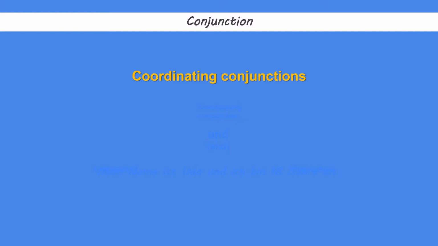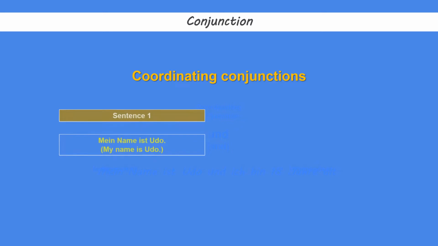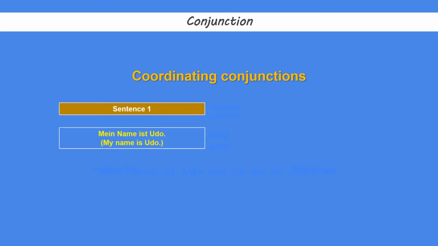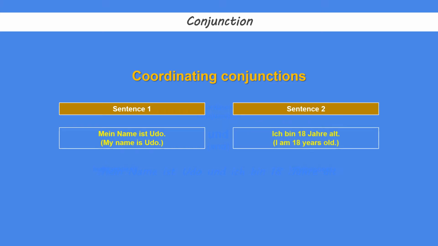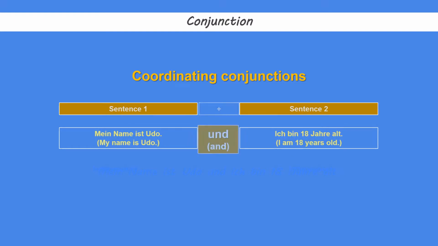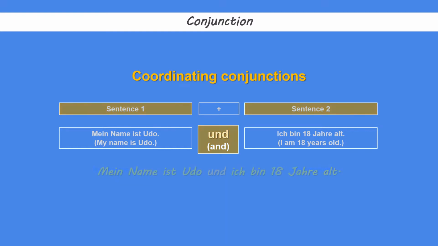Let's see how it works. We have sentence 1: Mein Name ist Udo. and sentence 2: Ich bin 18 Jahre alt. Now, we want to join them together and make them into one sentence. Here we use coordinating conjunction Und as joining word. Mein Name ist Udo und ich bin 18 Jahre alt.